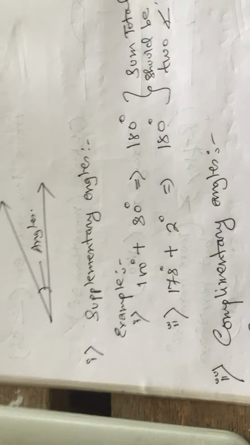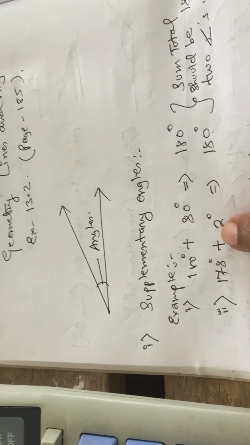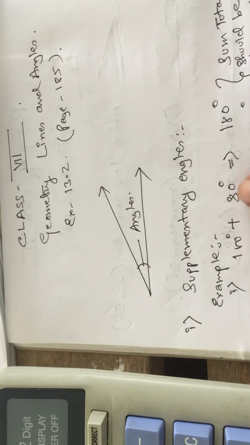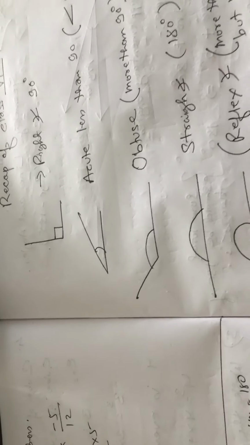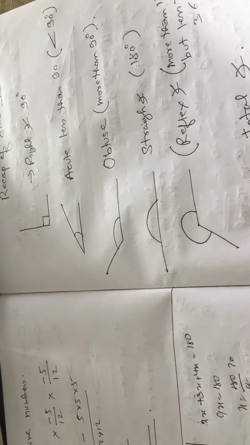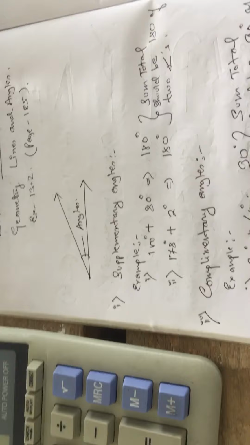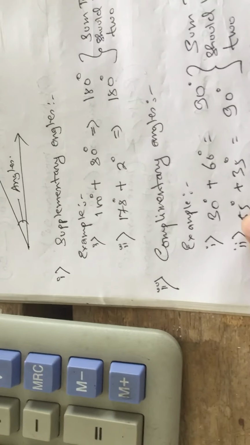Similarly, for supplementary it is 180 degree. That means the sum total of two angles always gives you 180 degree. 100 plus 80 gives 180. 178 plus 2 gives 180. So other than these special angles that you did last year, I have included two more angles. One is supplementary, one is complementary.